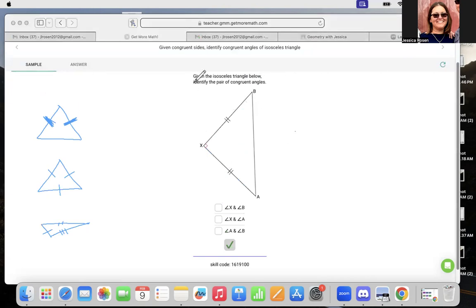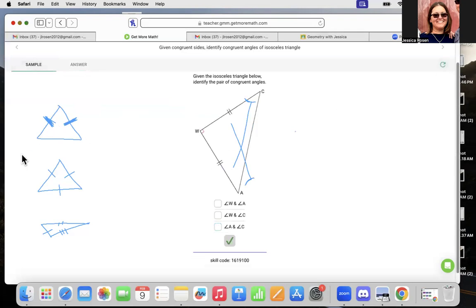Given the isosceles triangle below, identify the pair of congruent sides. So again, this goes across from angle B. This goes across from angle A. So our answer is A and B are congruent to each other because the sides they're across from are congruent. And here's our answer there.